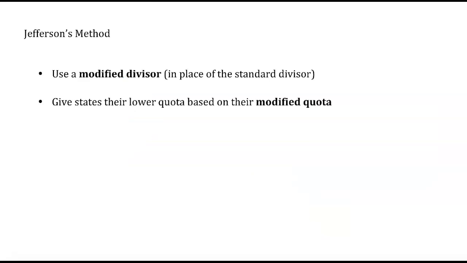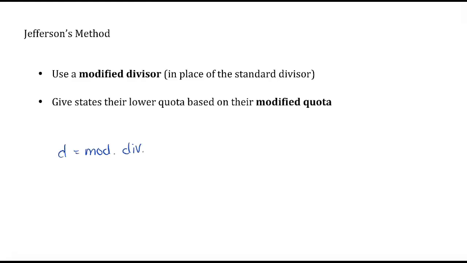Jefferson's method relies on something called a modified divisor, and we'll use that in place of the standard divisor. The idea is that we use a different divisor in place of the standard divisor so that the lower quotas work and add up to the number of seats. The new quota that each state gets by this modified divisor is called that state's modified quota. We will use the letter D for modified divisor.